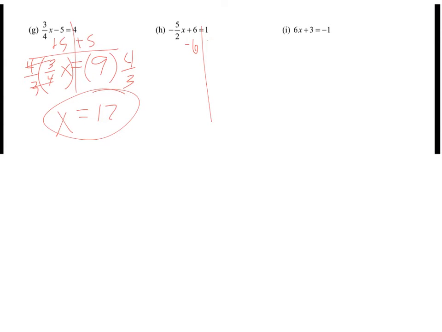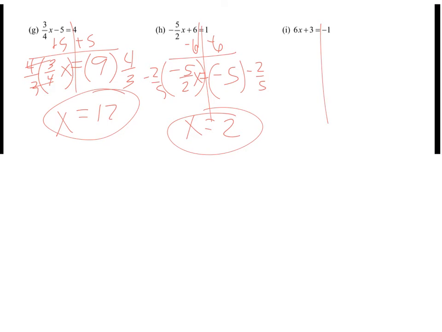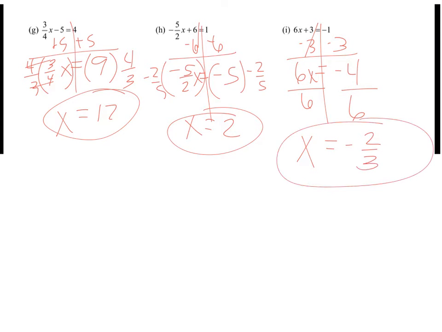Letter H, subtract 6 from each side. Negative 5 over 2x equals negative 5. Multiply each side by negative 2/5. And you will see that a negative times a negative is a positive. 5 times 2 is 10. Divide by 5 is 2. And last one, subtract 3 from both sides. 6x equals negative 4. Divide by 6. And x equals negative 2/3, because you do need to put it in its simplest form.